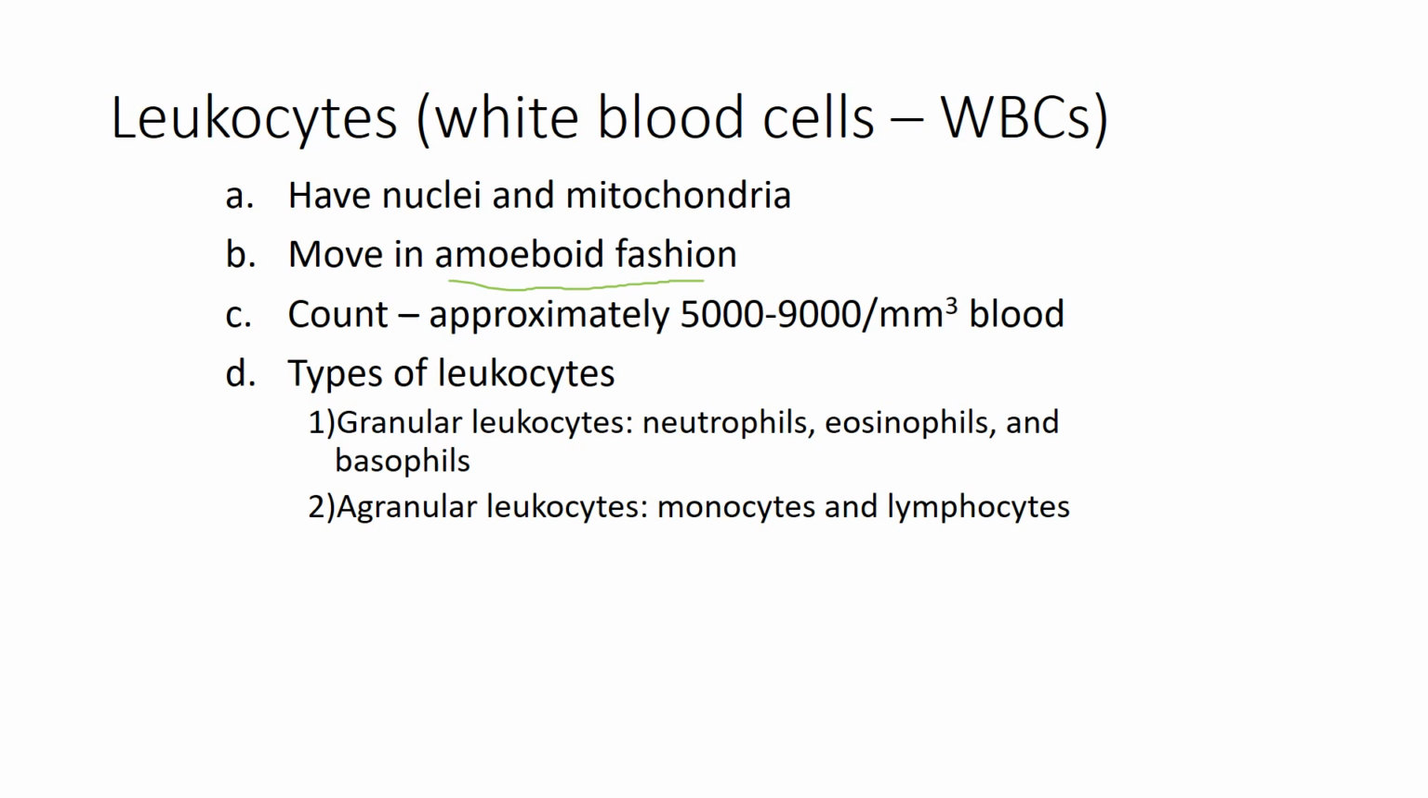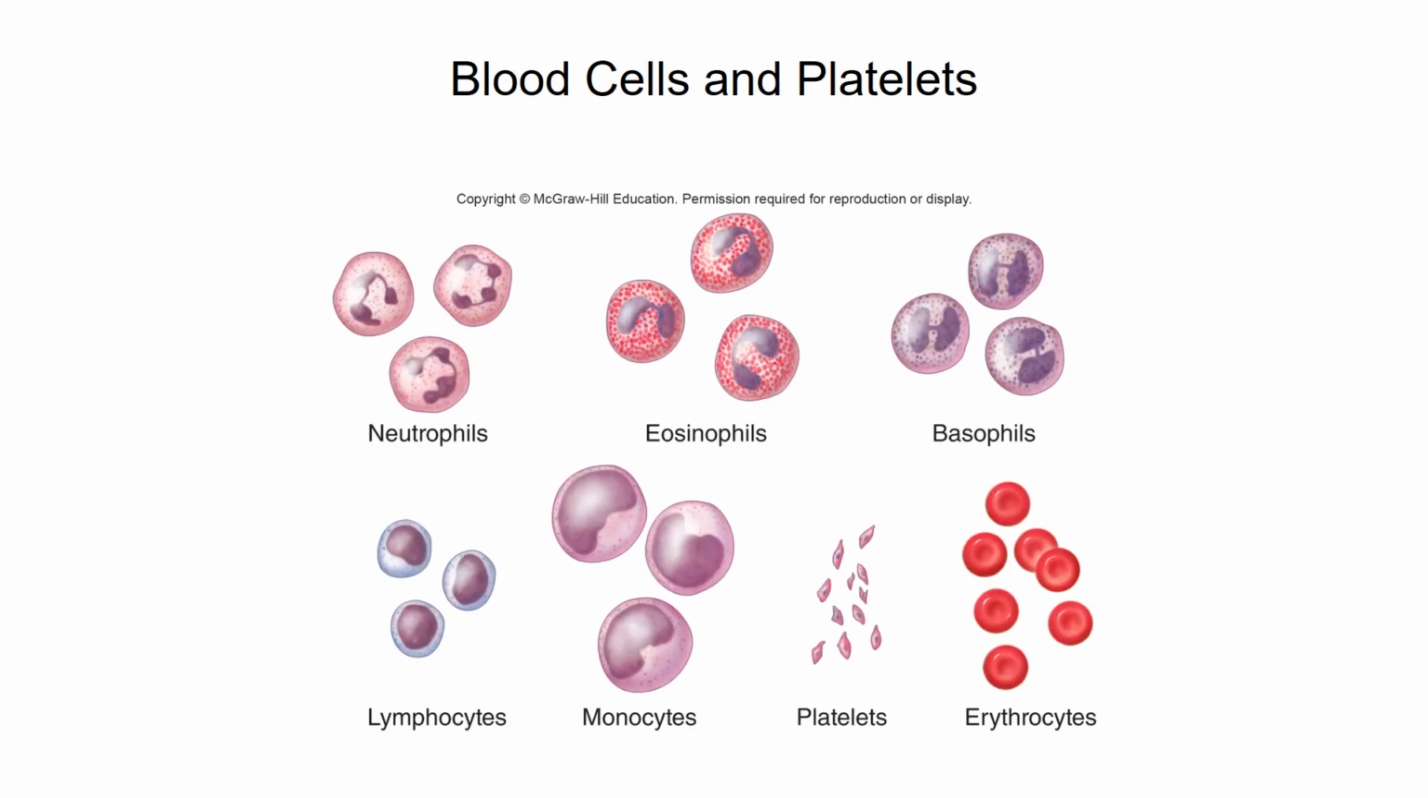And so with that 1%, what we have is a range of only 5,000 to 9,000 cells per millimeter cubed of blood. So we have two different categories of leukocytes. The first one are going to be the granular leukocytes, and these include the neutrophils, which are most prevalent, eosinophils, and then basophils, and they're termed granular because they have a grainy-like appearance to their cytoplasm. And then the other two are agranular, which are monocytes and lymphocytes, which do not have a grainy-like appearance to their cytoplasm.